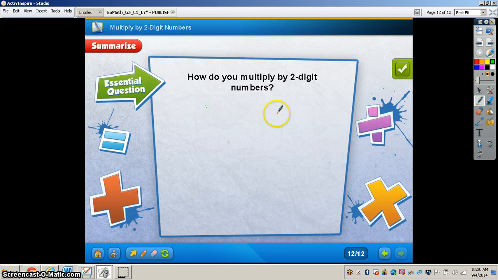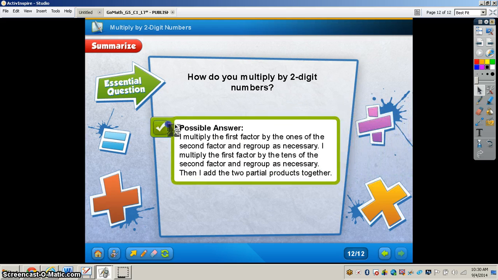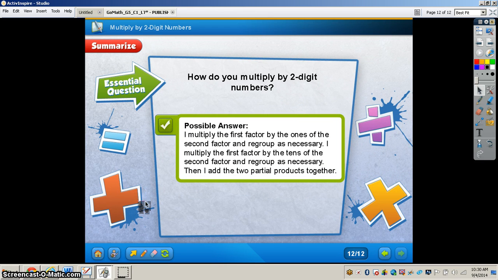And as we conclude the video, we're going to take a look at the essential question. How do you multiply 2-digit numbers? First, you multiply the first factor by the ones of the second factor and regroup as necessary. Then you multiply the first factor by the tens of the second factor and regroup as necessary. And then finally you add the 2 partial products together.